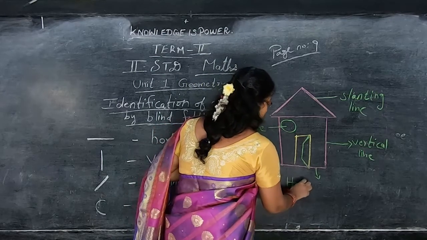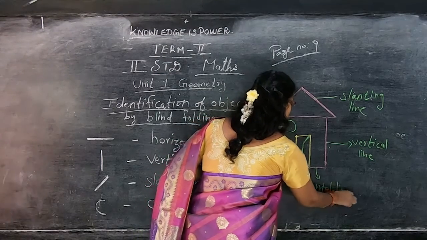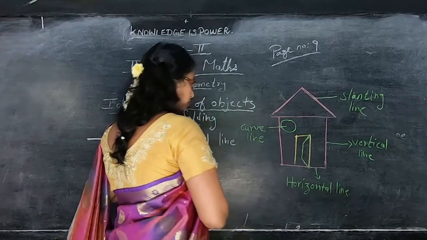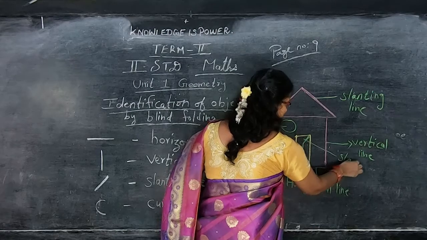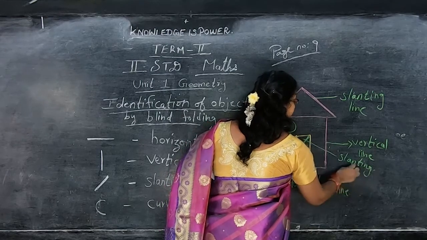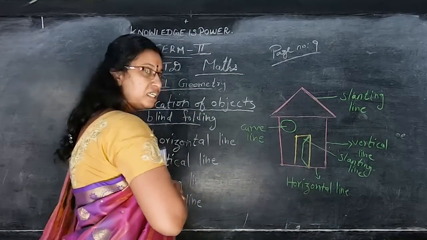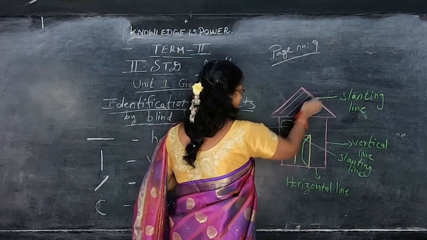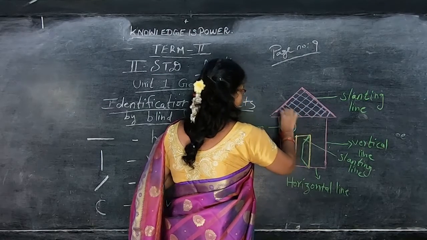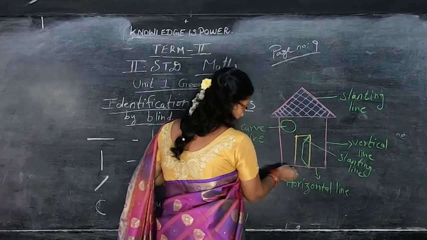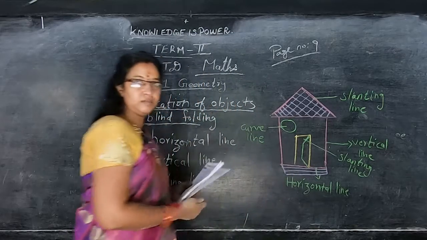This line, horizontal. H-O-R-I-Z-O-N-T-A-L, horizontal line, L-I-N-E, horizontal line. Okay, children, this one also is slant only. Slant line. S-L-A-N-T-I-N-G, slanting line, L-I-N-E, line. Okay, children? Can you understand which one is slant line? All of this is slanting line. See here, this is horizontal line. This and all are horizontal lines. Okay, okay, children.